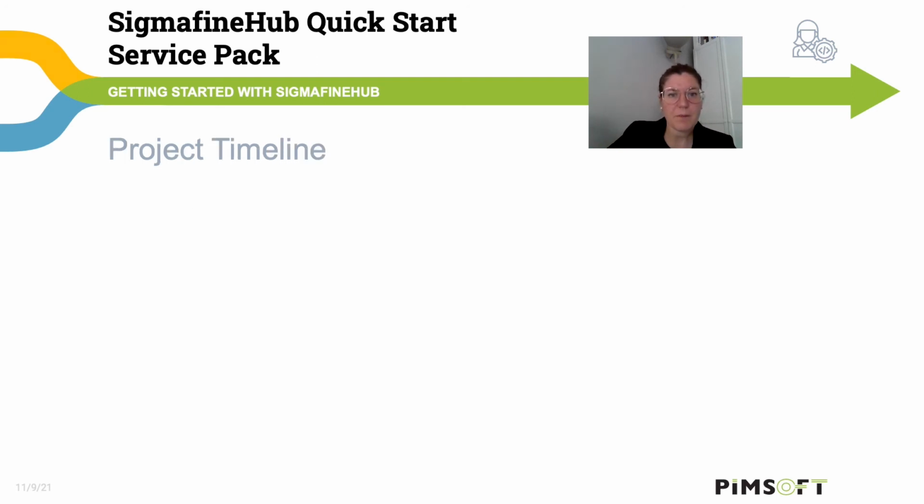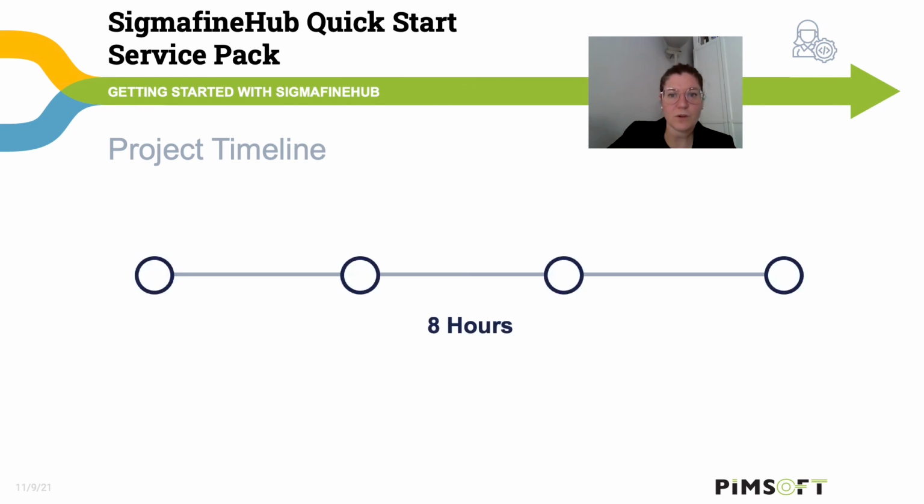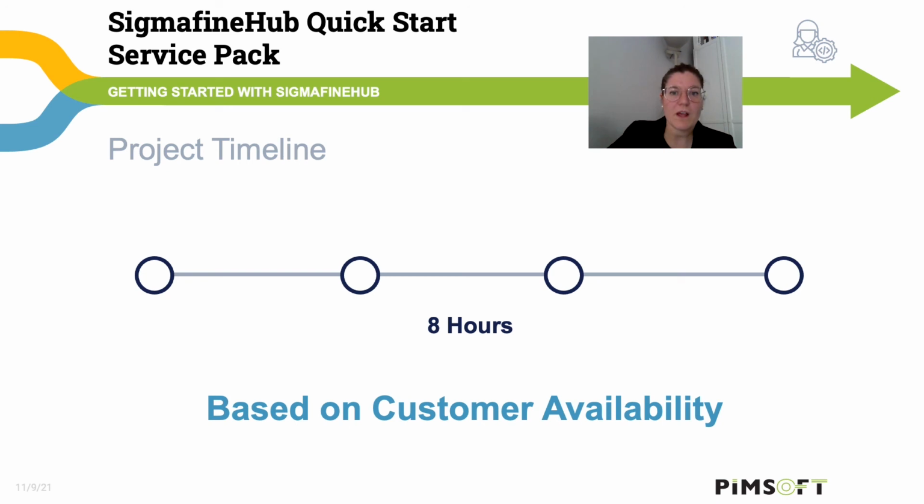The Sigmafine Hub Quick Start is an 8-hour training divided into 4 sessions of 2 hours. In this case, the overall duration of the service will depend just on the customer availability and whether it will be planned with only 1 session per week or 2.